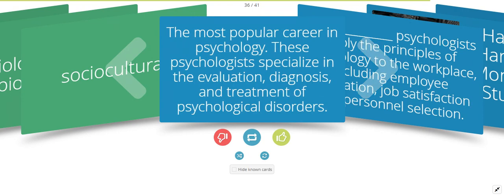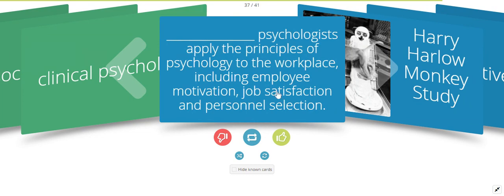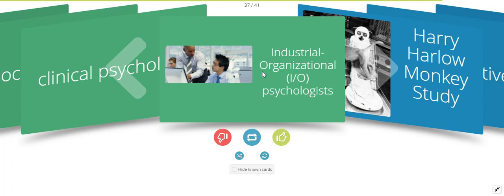Most popular career in psychology, 40% of psychologists, people who get degrees in psychology, go into this field: clinical psychology. Type of psychologist that applies principles of psychology to the workplace, maybe to include motivation, finding out just how satisfied workers are with their job, and helping to hire and fire workers. This type of psychologist is called an IO, or industrial organizational psychologist. They really try to apply psychology principles to the workplace.